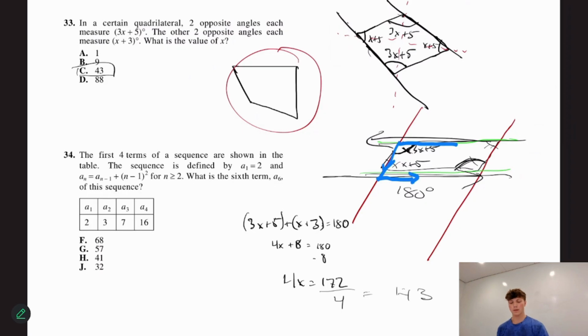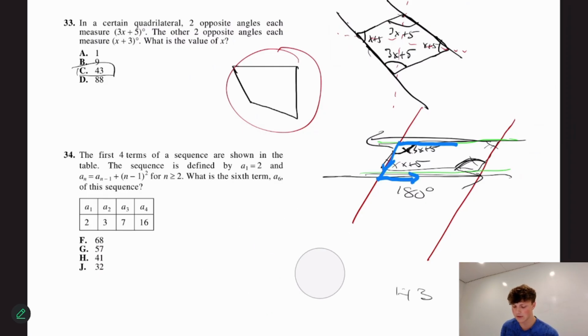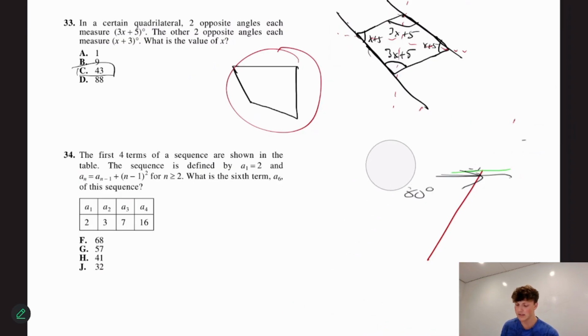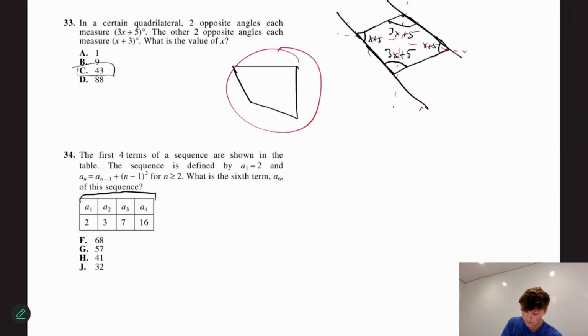Okay, let's continue. Question 34. The first 4 terms of a sequence are shown in the table. The sequence is defined by a1 equals 2 and an equals an minus 1 plus n minus 1 squared for n greater than or equal to 2. What is the 6th term? A is 6 in this sequence. Okay, so it shows us the first 4 terms. Now we're looking for a of 6.